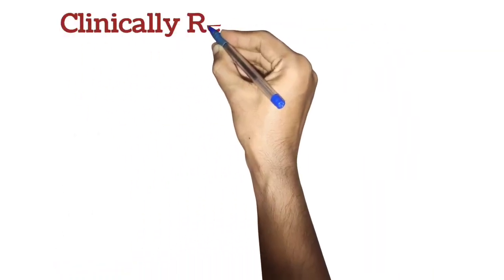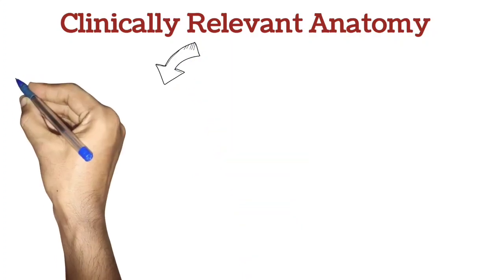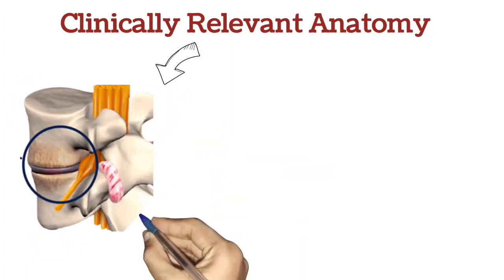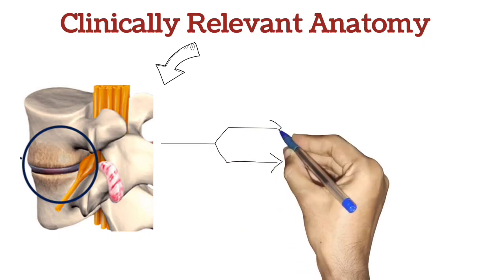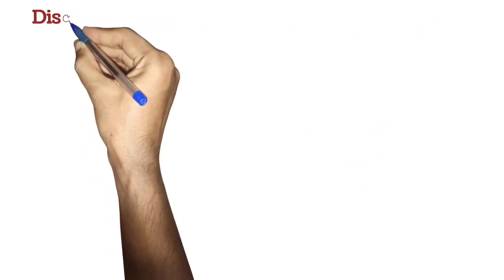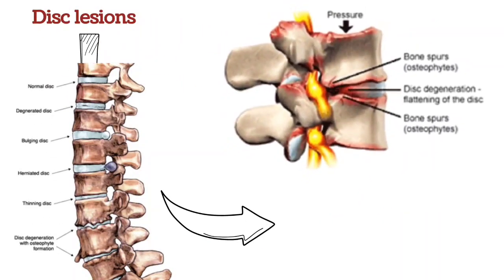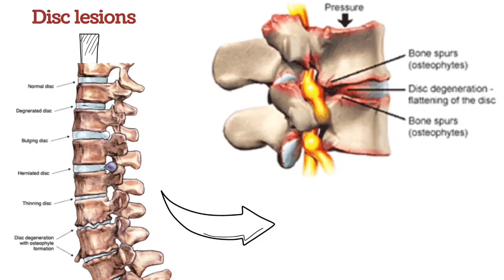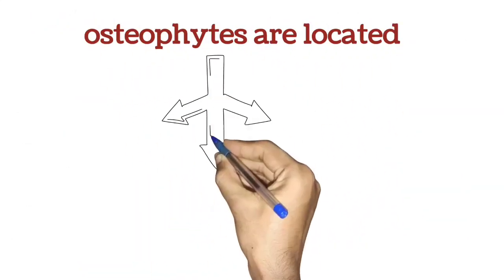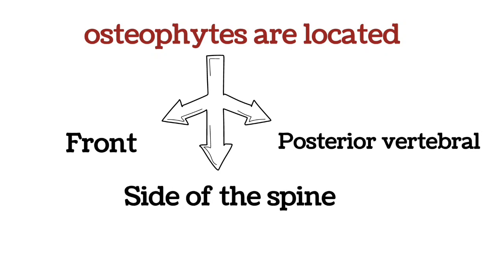Clinically relevant anatomy: spondylosis, or degeneration of the lumbar spine, begins with changes in the intervertebral disc. These changes lead to alterations in the physical properties of elasticity and mechanical resistance. The disc lesions cause pathological changes in the vertebral bodies, resulting in the formation of osteophytes, or bone spurs. The majority of osteophytes are located in the front or side of the spine, while posterior vertebral osteophytes are less common and rarely cause compression on the spinal cord or nerve roots.